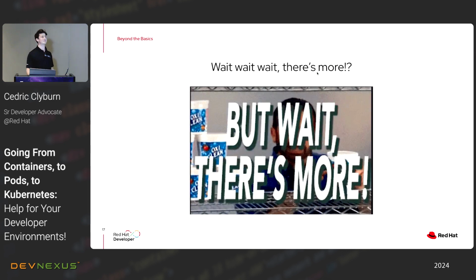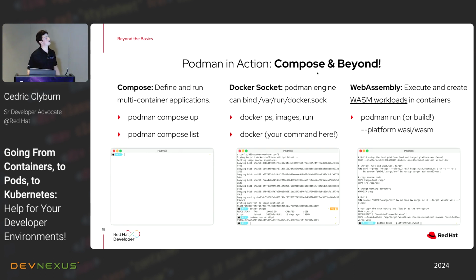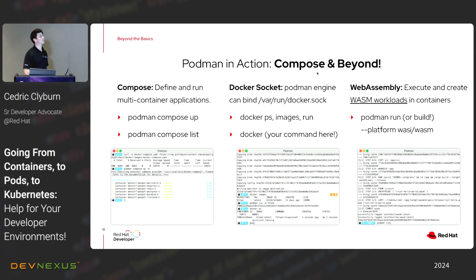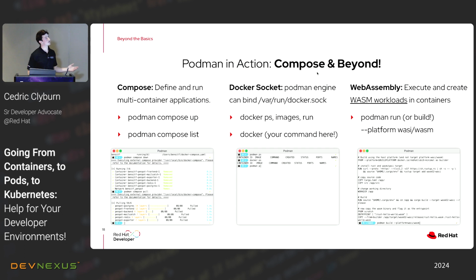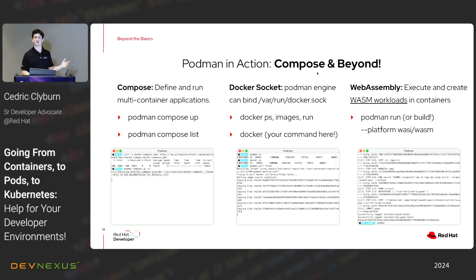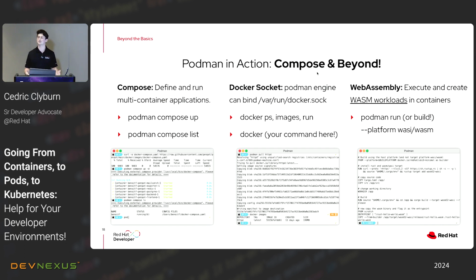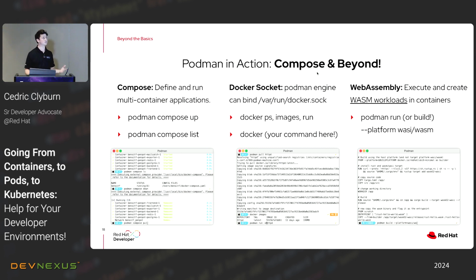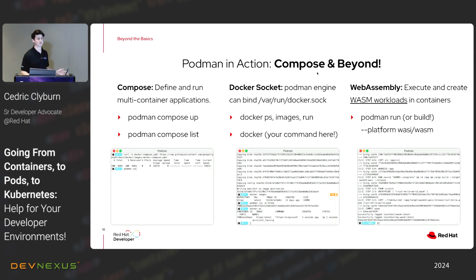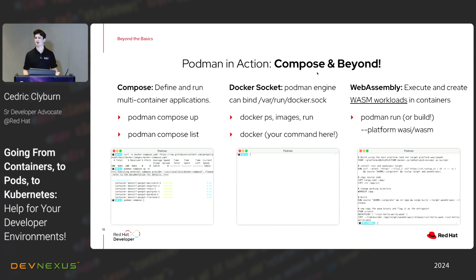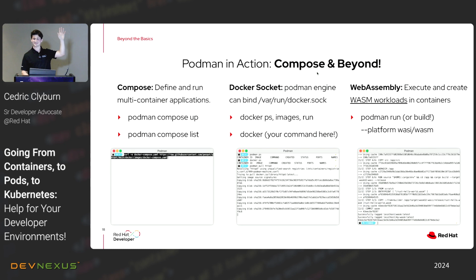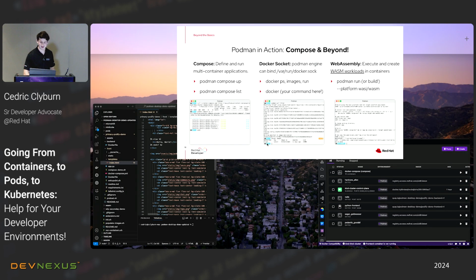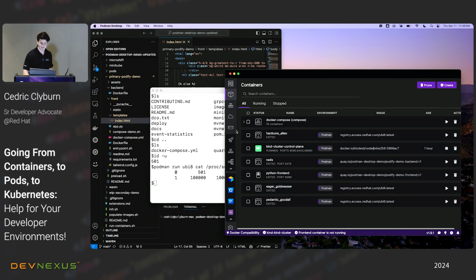I want to talk quickly about a couple other cool concepts that you can do with Podman. Not just compose and working with multi-container applications in our Docker Compose YAML files, but also being able to work with the Docker socket replication and use all of our existing toolkits and tools with Podman without having to do any configuration. And then WASM. How many of us here are using WASM? Okay, not many. I do want to show something really cool with WASM because I've just started looking into this.